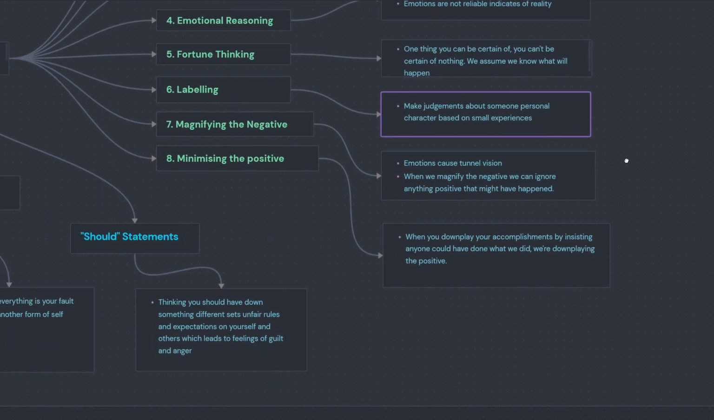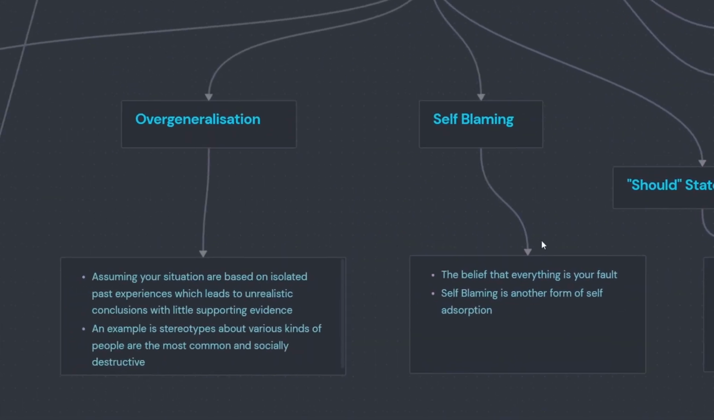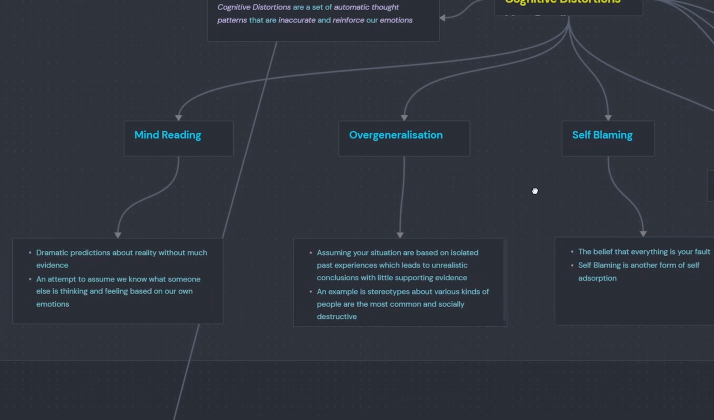Labeling: making judgments about someone's personal character based on small experiences. Magnifying the negative: emotions cause tunnel vision. When we magnify the negative, we can ignore anything positive that might have happened. Minimizing the positive: when you downplay your accomplishments by insisting anyone could have done what we did, we are downplaying the positive.